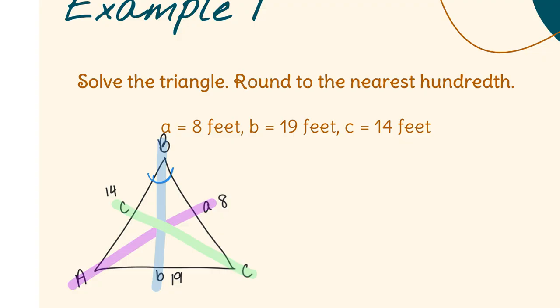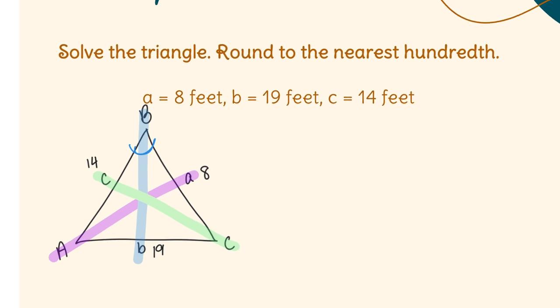And because I'm finding angle B first, I'm going to be using the formula with B, the capital B. So I'm going to go ahead and write it for you. It's cosine B equals A squared plus C squared minus B squared over 2AC. Okay, again, this is provided to you, so you don't have to memorize it, but I'm just writing it so you don't have to flip back and forth.